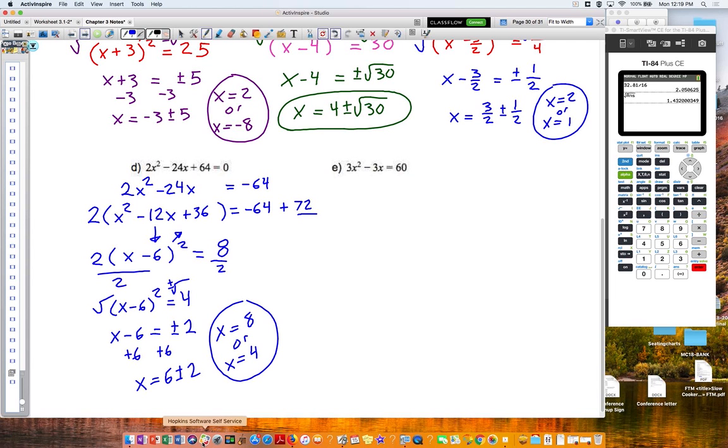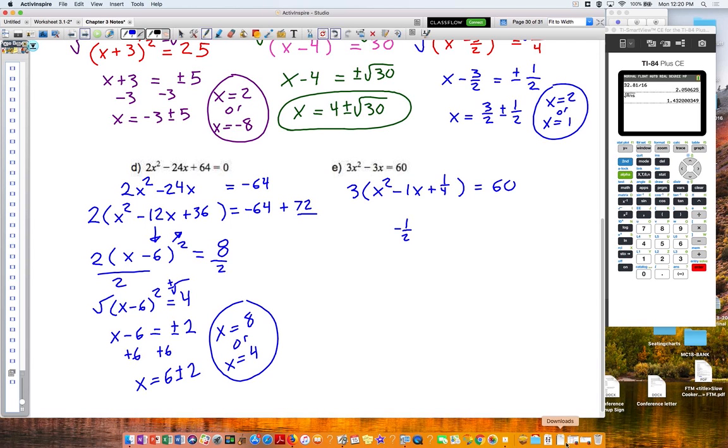All right, last one in this section. What's nice is this is already set up for me where I'm already factoring out the 3. So I have x squared minus 1x, leave a little space, equals 60. This one's not so nice at first because half of negative 1 is negative 1/2. Negative 1/2 being squared is 1/4.